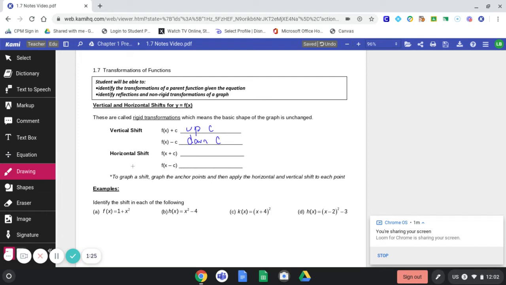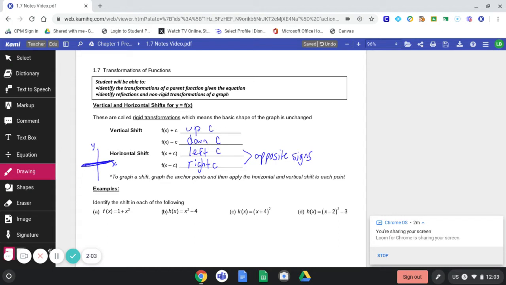Now a horizontal shift, that is moving our graph left and right. Now, this happens if you are adding or subtracting a number from the x value itself, which should make sense because if you take a look on your x and your y axis, your x-axis is the horizontal one. So if you're adding or subtracting something from x, you're moving left and right. But from here, if you're adding to x, you're actually going to the left that many units. Whereas if you're subtracting from x, you're moving right that many units.